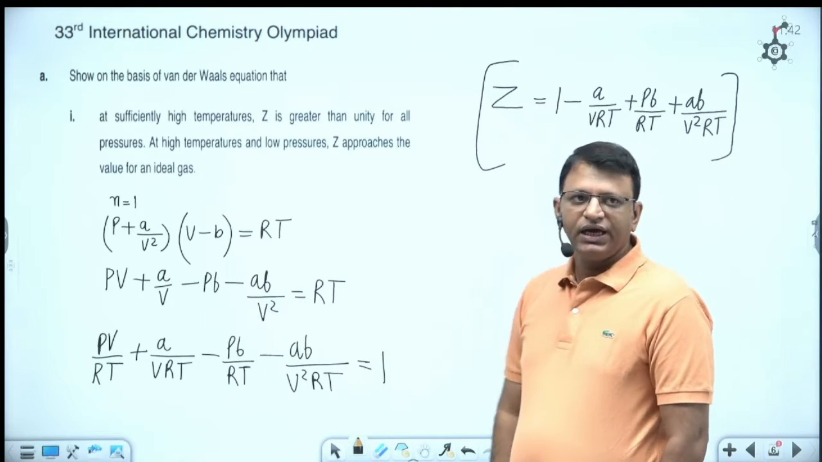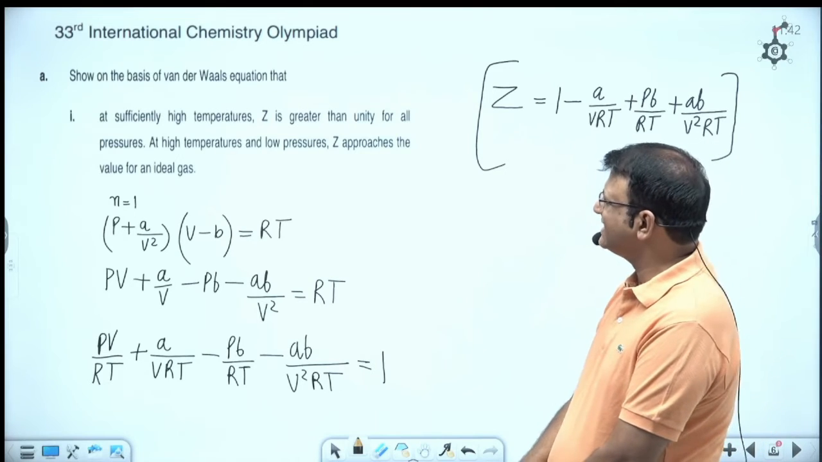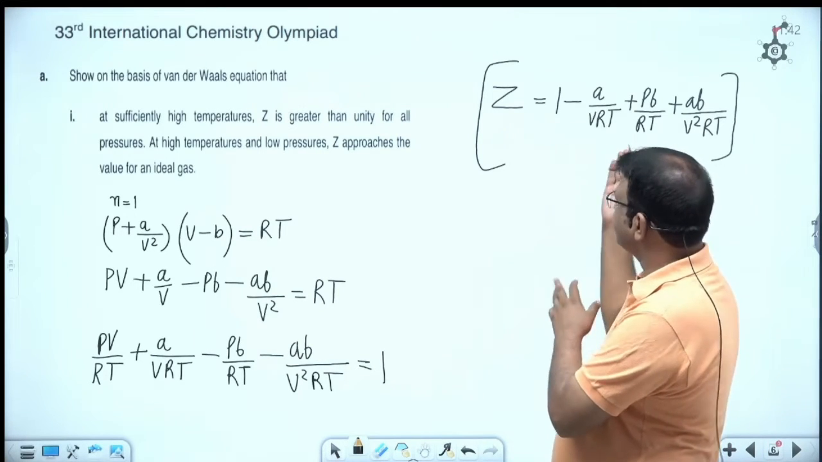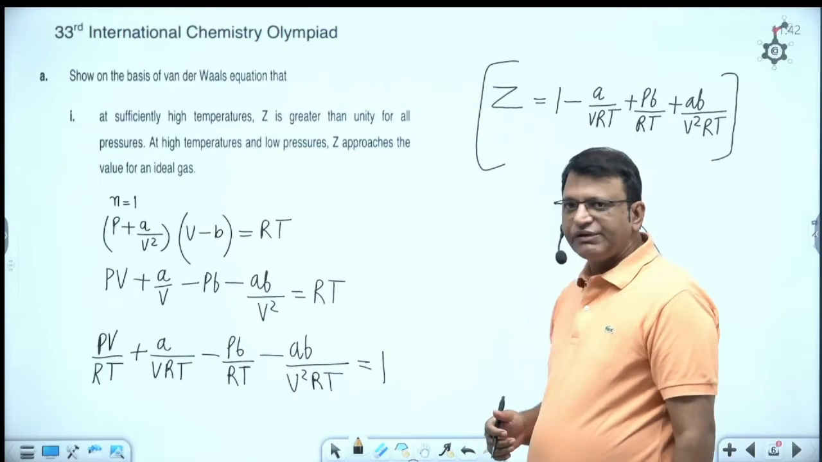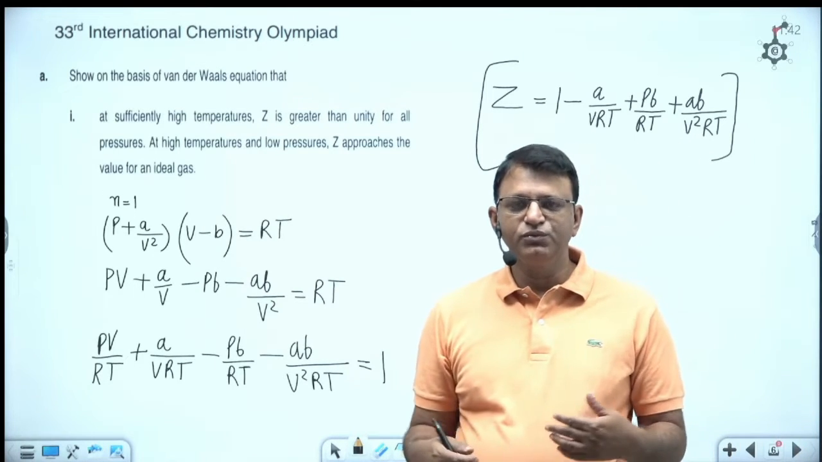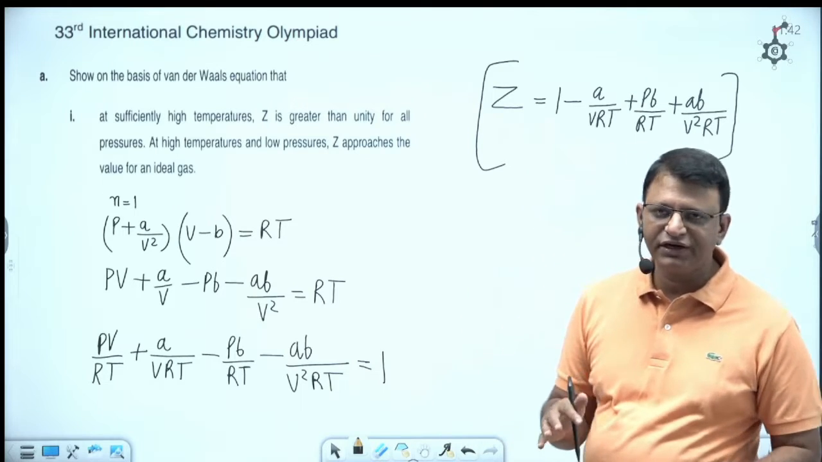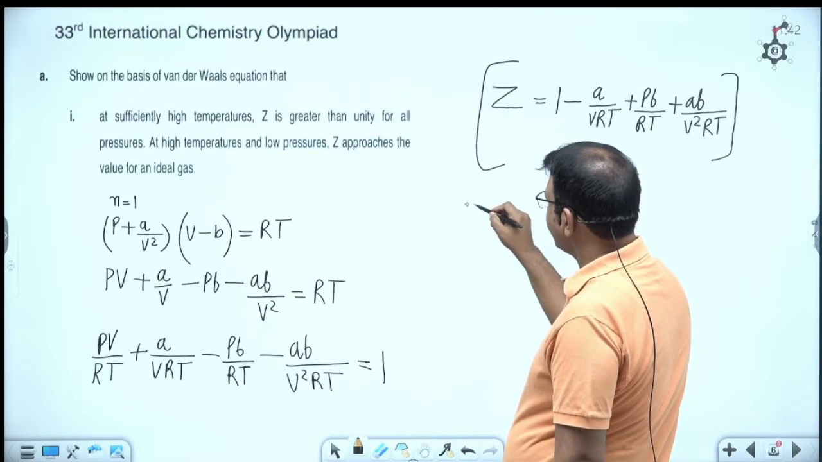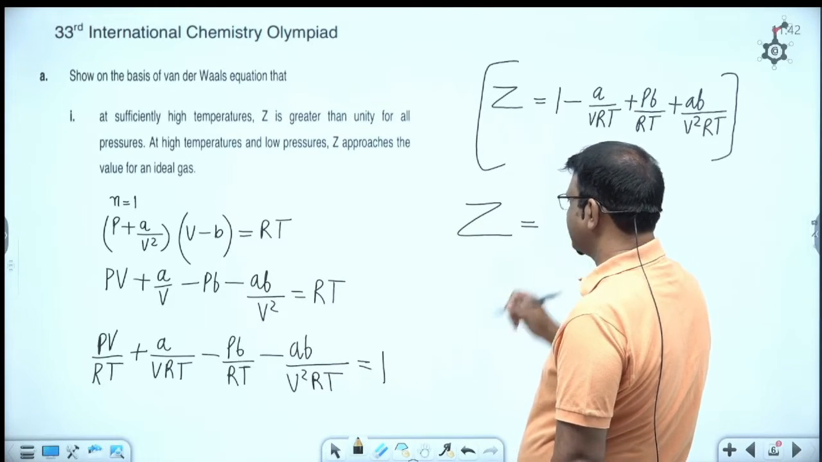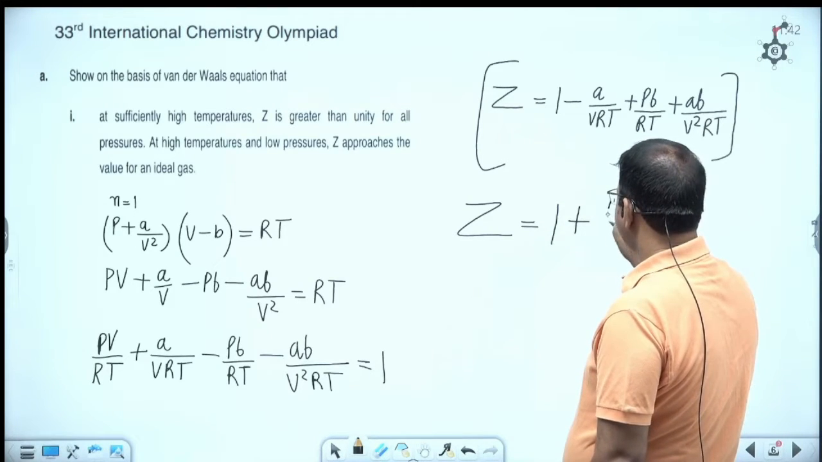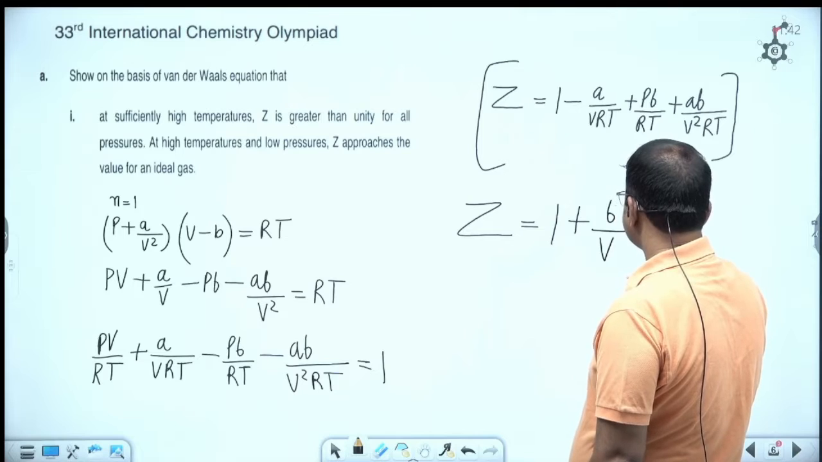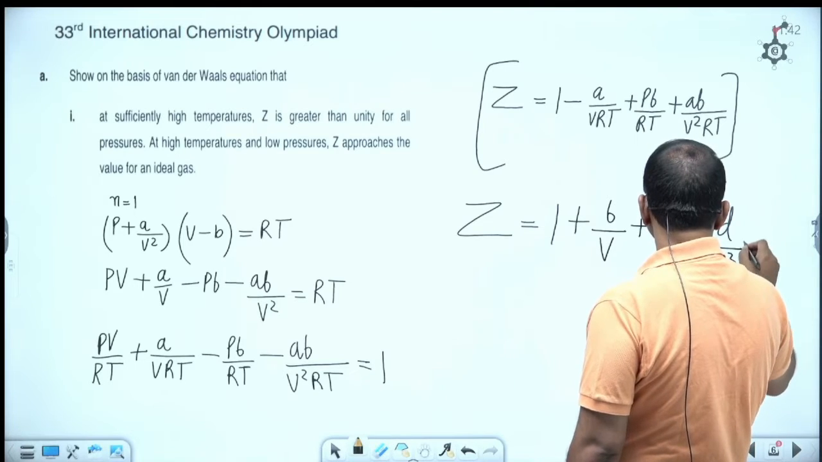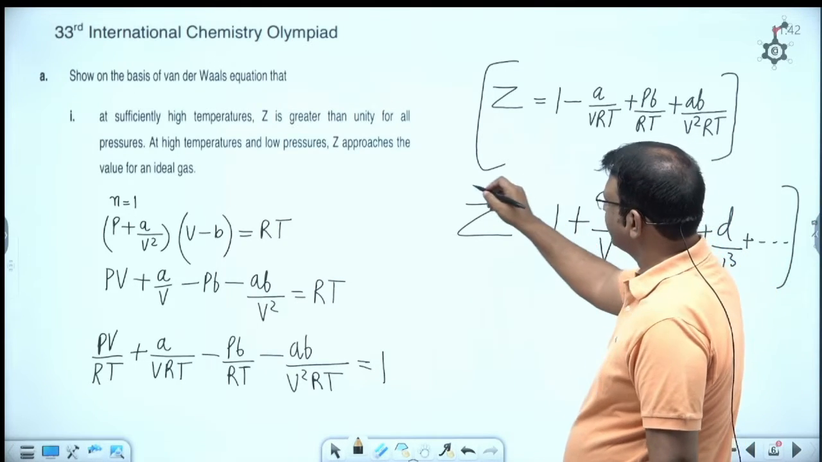Now they are saying that at sufficiently high temperature, Z is greater than unity for all pressure. We can prove this with the help of this particular equation, or we can write the virial equation, which will be easier to explain. In terms of the virial equation, for any real gas, we write Z as 1 + B/V + C/V² + D/V³ up to infinity. So this is the virial equation for any real gas.